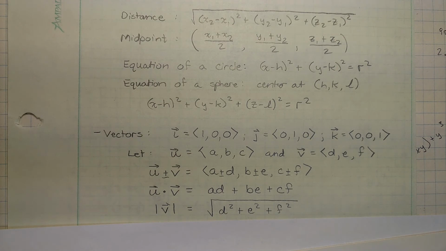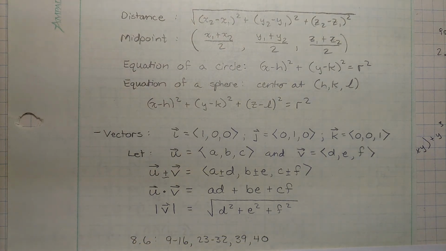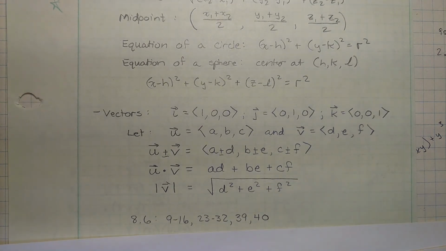I expect this will be a very easy section, very easy assignment, and it should go fairly quickly. So there is your assignment. It's 9 through 16, 23 through 32, and then 39 and 40. Okay, go ahead and get started on that.